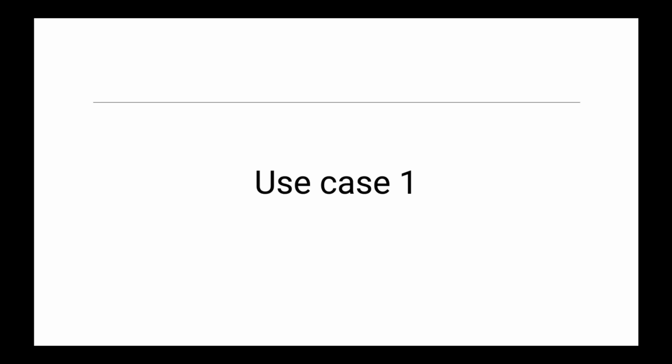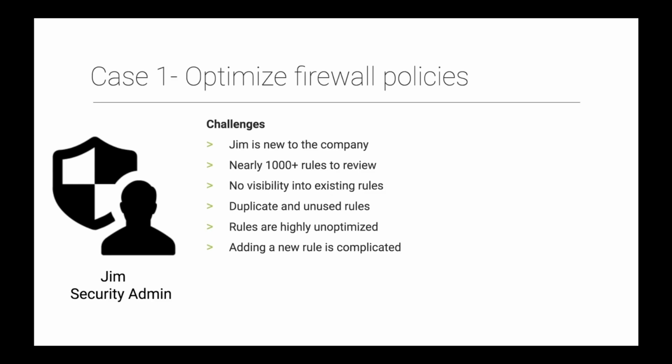Let us look at the first task in hand for Jim, how to optimize firewall policy. Jim has the following challenges. It is a 10-year-old company and there are nearly more than 1,000 rules for him to review. He has to review each rule manually and has no direct visibility into the existing rules. And since it is an old company and rules have not been reviewed from day one, there are a lot of duplicate and unused rules.